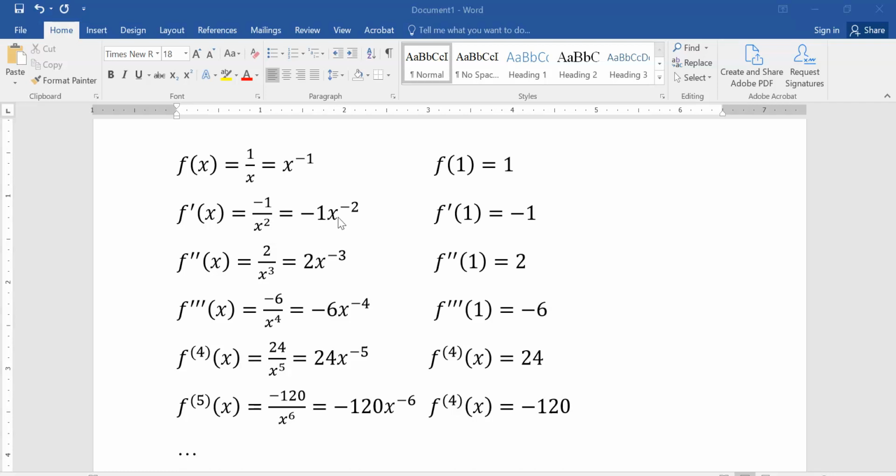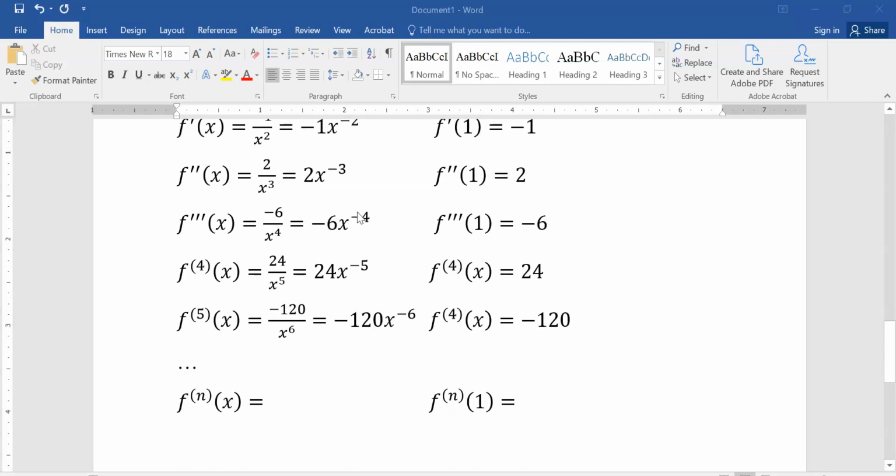You go, okay, so negative 2 is going to multiply times negative 1 to give you a positive 2. Lower the exponent by 1, you get negative 3, so that's going to be 2 over x to the third. When you multiply by negative 3, you're going to get a negative 6 over x to the fourth. When you multiply by the negative 4, you're going to get a positive 24 over x to the fifth. When you multiply by a negative 5, you get a negative 120 over x to the sixth.